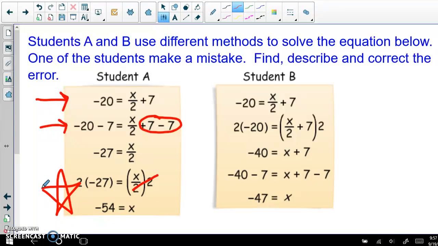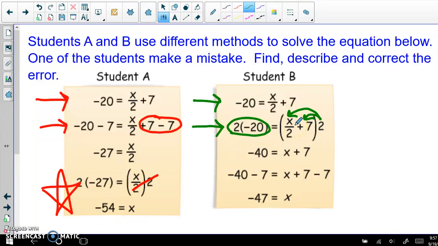Let's check out the different method that student B tried. Student B is trying to multiply by the denominator like we just did on the previous problem. So we're starting with the same equation here. -20 equals x over 2 plus 7. So in the second step, this student is trying to multiply by that denominator to cancel it. So we have to multiply both sides by 2. So 2 times -20 is -40. And we have to distribute the 2 through this side.